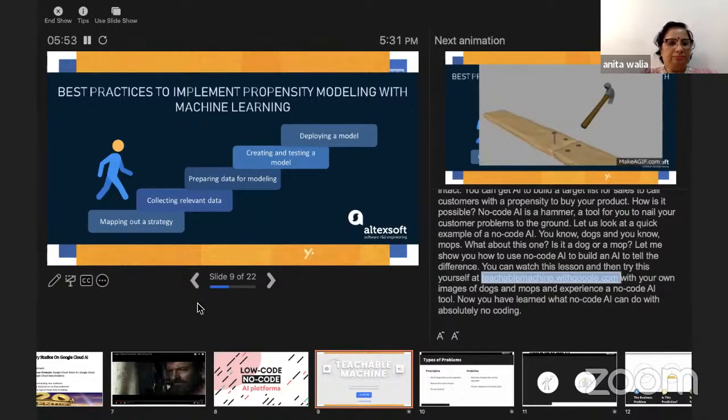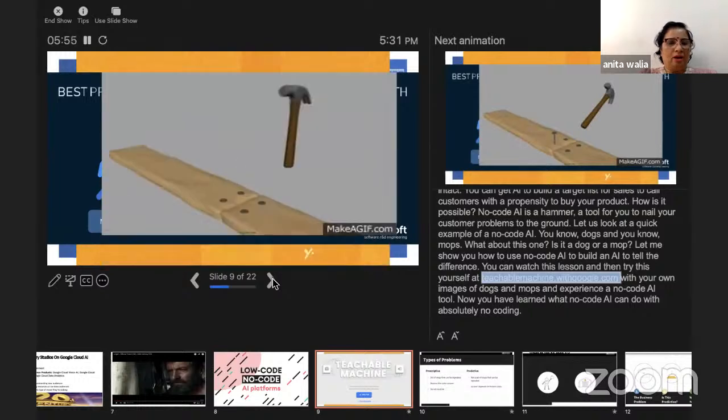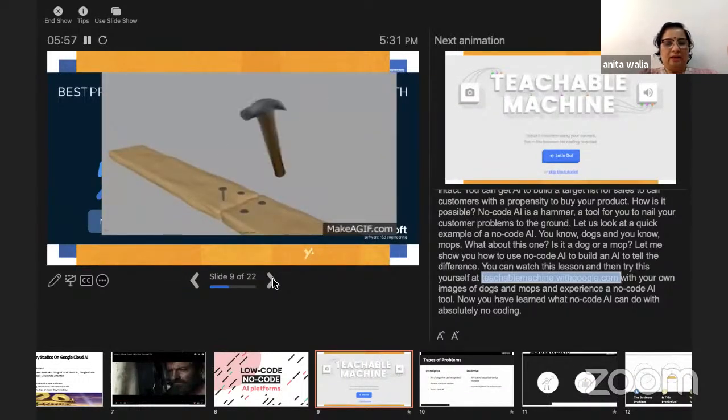So let's go ahead and see how these are done. As I said, no code AI can be like a hammer, which can nail and get you the things you want. We will also see what kind of AI solution can be built with no code, because no code AI has certain limitations. So let's go ahead and see that.